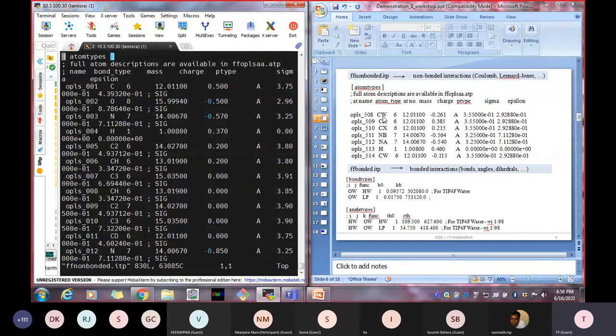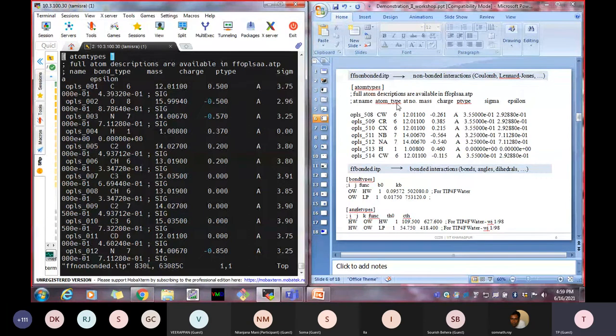And the atom types will obviously be different for different force fields you choose. So for OPLS, for example, this is CW, CR, there is CR, CX, and different nitrogen atoms, the terminal carbon, alpha carbon atom, and the terminal carbon atoms, all will be differently named. So this is the atom type, which is always different for different types of force field you choose.